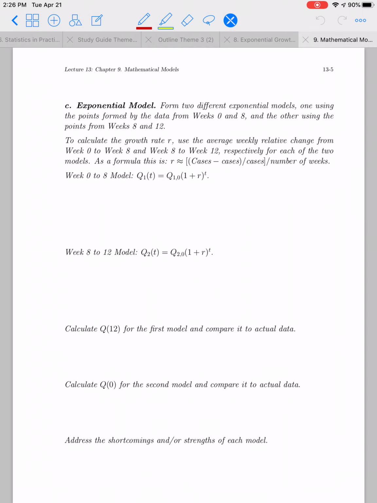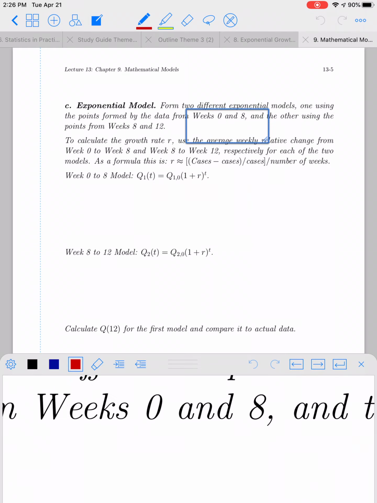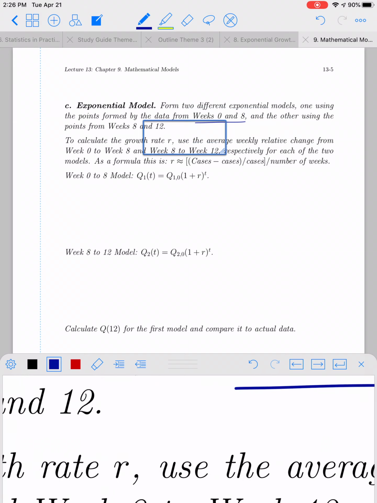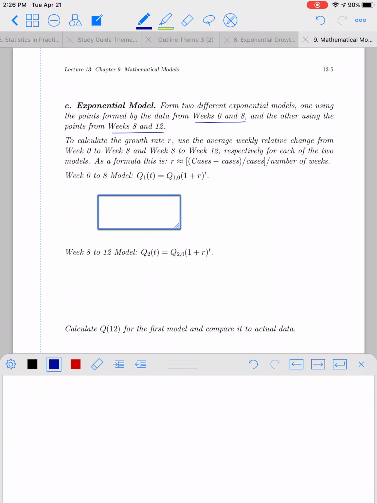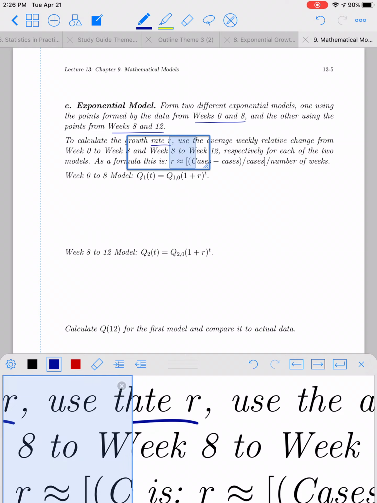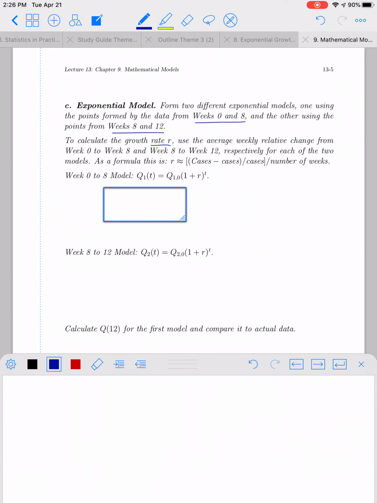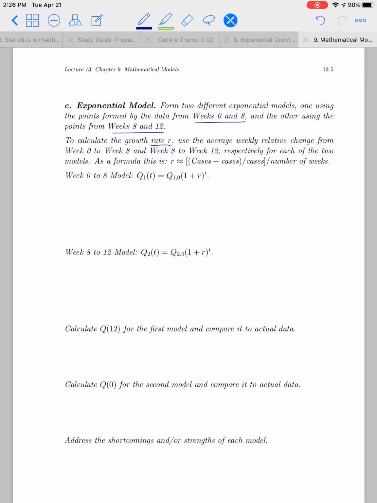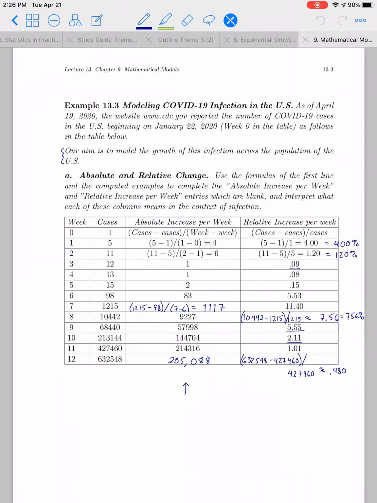For the exponential model, our last situation, we're going to make 2 exponential models, and for the same time periods, weeks 0 to 8, and then weeks 8 and 12 again, and we'll compare these. Now, we need a growth rate. So in order to come up with that, we have to be a little bit clever about it. Remember, our growth rates per week could be anything in this entire column right here. Since they're so varied, it's kind of difficult to pick which one we should go with.